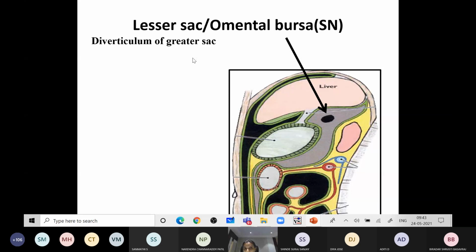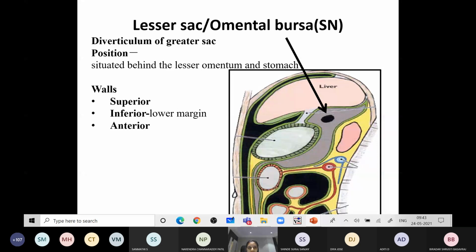This is a diverticulum of the greater sac. As I have told, during development, a part of it goes behind the stomach and is connected with the main peritoneal cavity, the greater sac. It is situated behind the lesser omentum and the stomach, and up to a variable degree into the folds of the greater omentum.